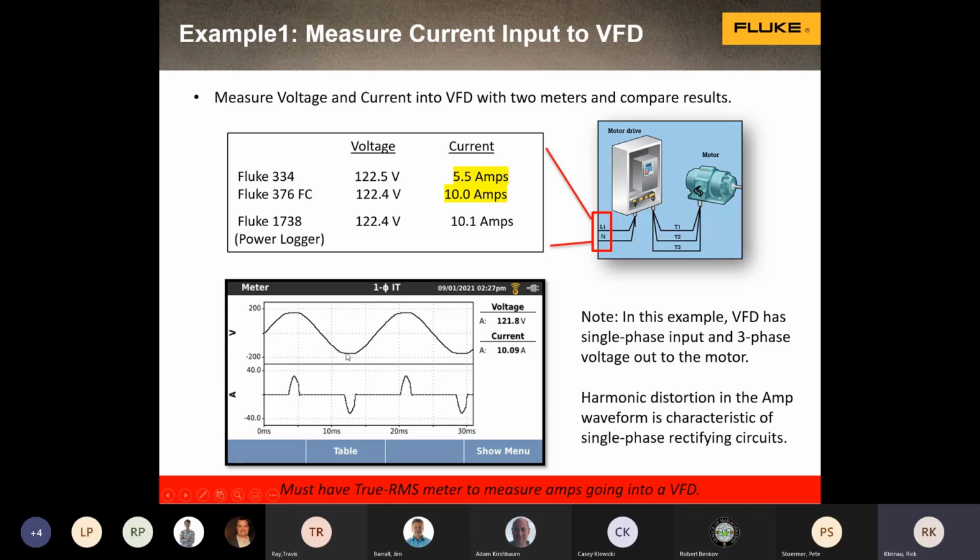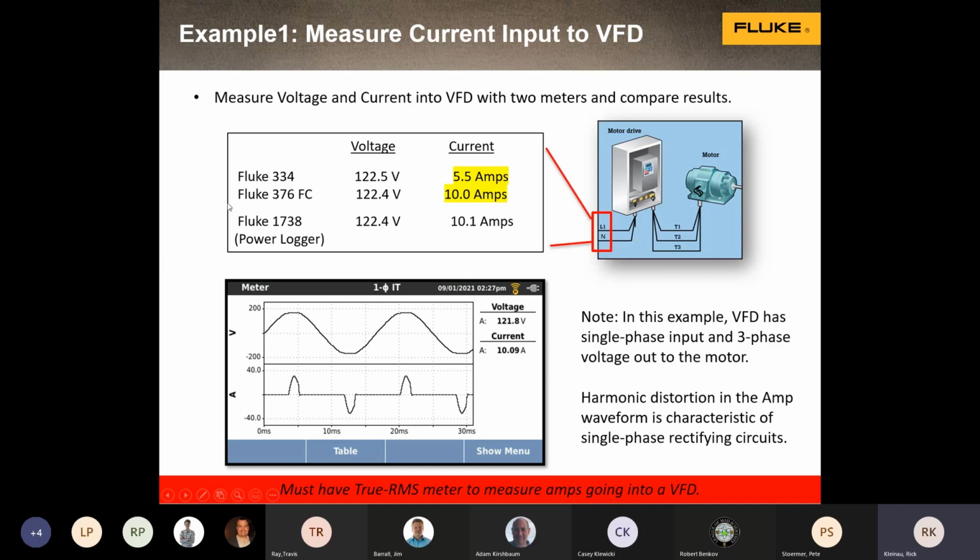And you see the waveform on the top is the voltage, a nice clean sine wave. The waveform on the bottom here is the amperage. The difference is the harmonic distortion in the voltage versus the amperage. There's no harmonic distortion in the voltage to speak of.